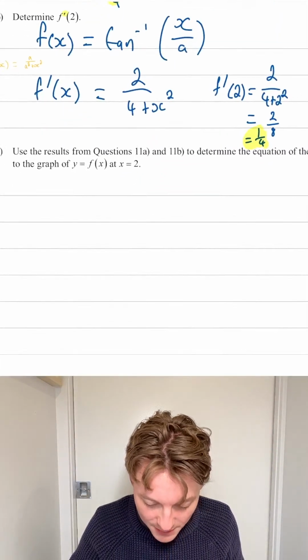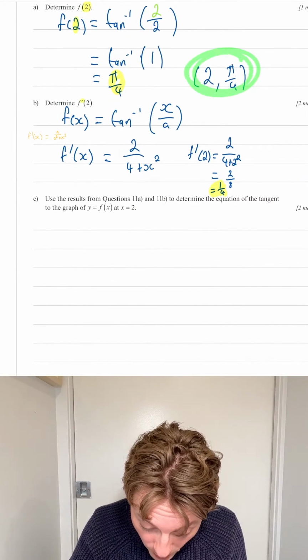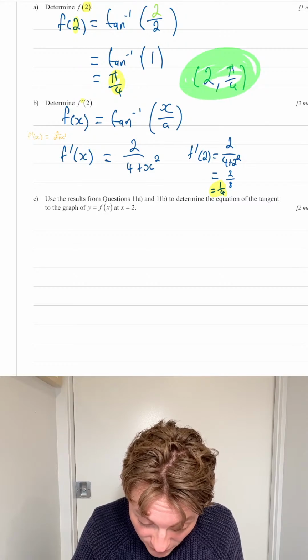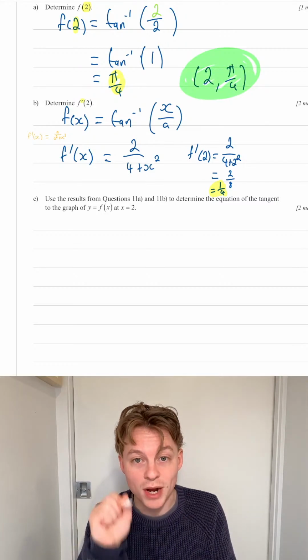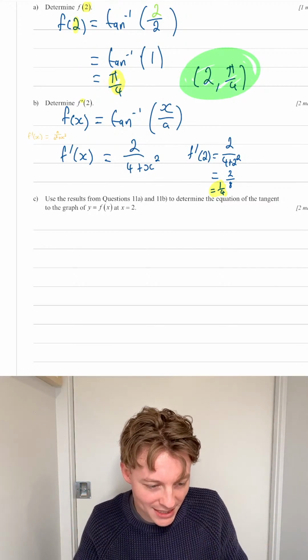So if we come down to part C, I'm going to highlight this. We get our coordinate point. That is from up here. That is from part A. I know when x is 2, my y coordinate is pi on 4. I know pi on 4 feels like a yucky number, but it's not too bad in this type of question.